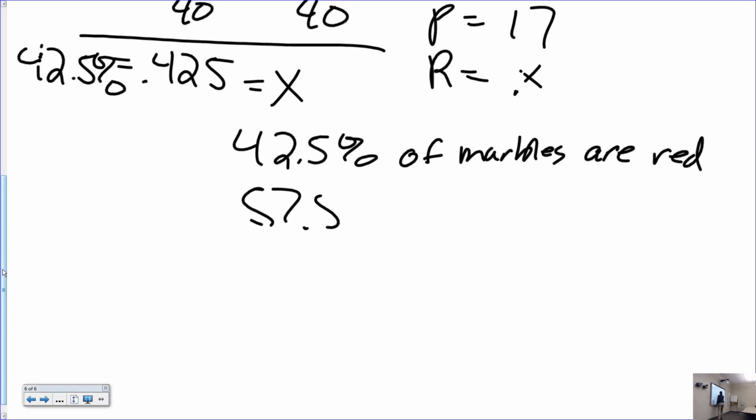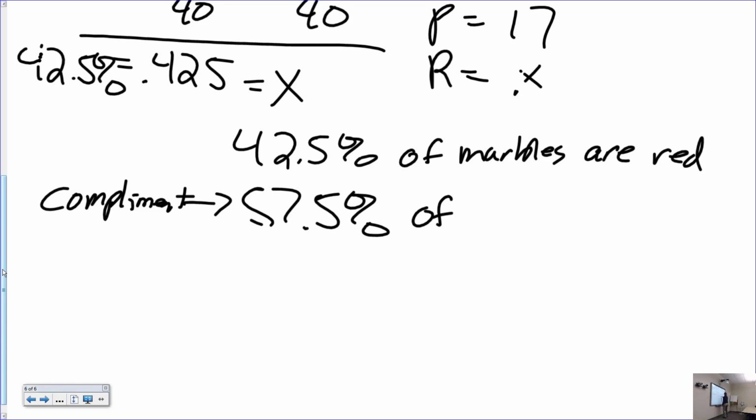So this is how you can use the complement concept. And this is a very handy concept for dealing with percentage problems, because if you need to get the other piece or the other side, that's how you get it, right? So 57.5% of marbles are not red. Now, who's talking about 23?